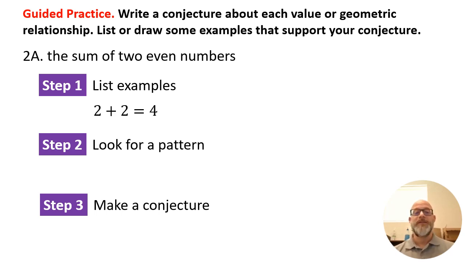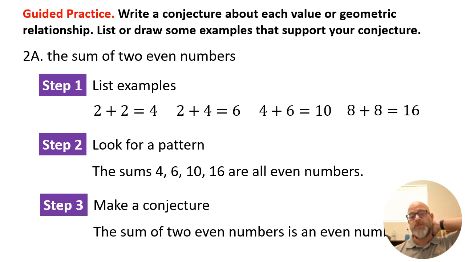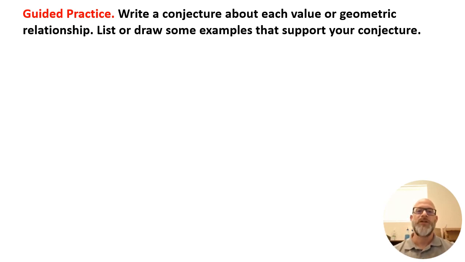All right, so if I add together a bunch of sets of even numbers, I notice that all my results are even numbers. That's my pattern. 4, 6, 10, and 16 are all even. My conjecture: the sum of 2 even numbers is an even number. Good. Let's try another one.